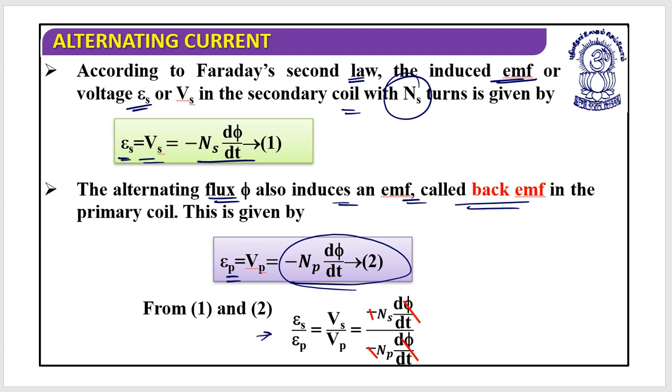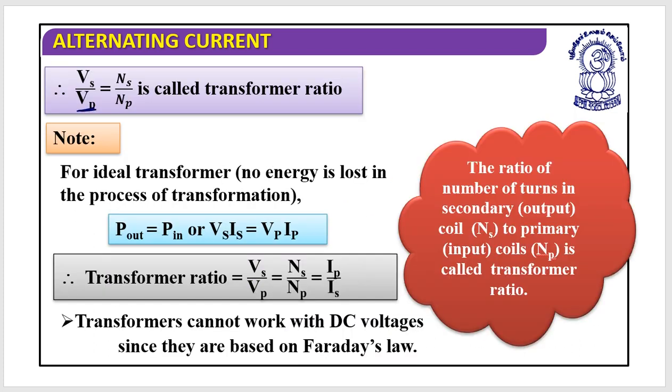If I take the ratio of these two, ES by EP equals VS by VP, or NS by NP. In reality it is NS d phi by dt and minus NP d phi by dt, but the rate of change of flux remains the same. So d phi by dt remains the same, and this equals ES by EP, which equals VS by VP, which equals NS by NP. This VS by VP or NS by NP is called the transformer ratio.